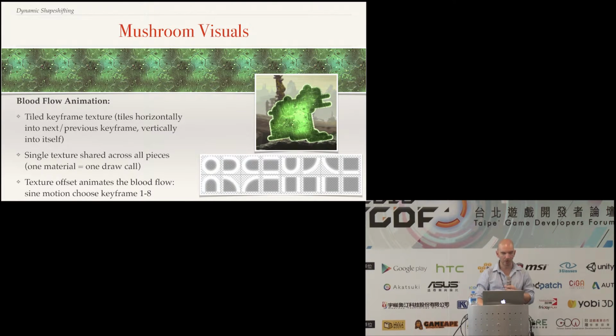And all I need to do when I want to make the animation is change the offset of the texture to the next keyframe. And because it's a single texture, it also means that it changes across all the pieces. So you have one material, which is one draw call. And all you need to do is use a sine wave that goes back and forth, which creates this illusion of blood flow. All right, so color tinting.